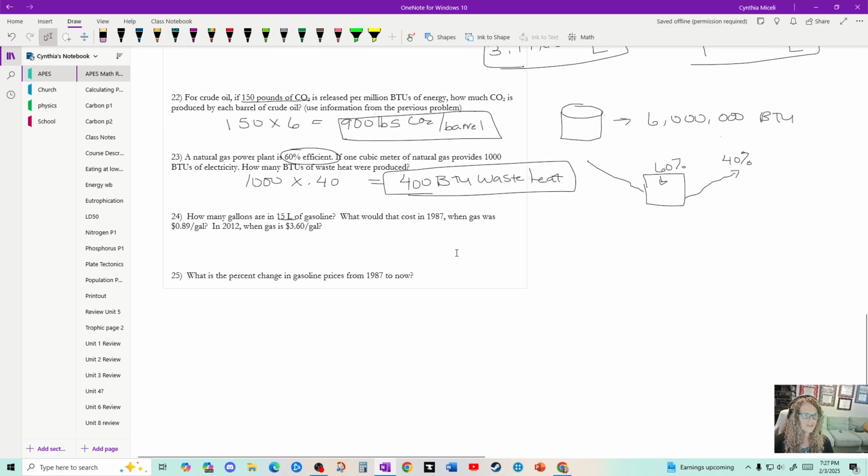Let's use that information. Start with what they give you. 15 liters, and we know that there are 0.264 gallons per liter. And so this cancels, and 15 times 0.264 in your calculator gives you 3.96 gallons. So there are 3.96 gallons in 15 liters.